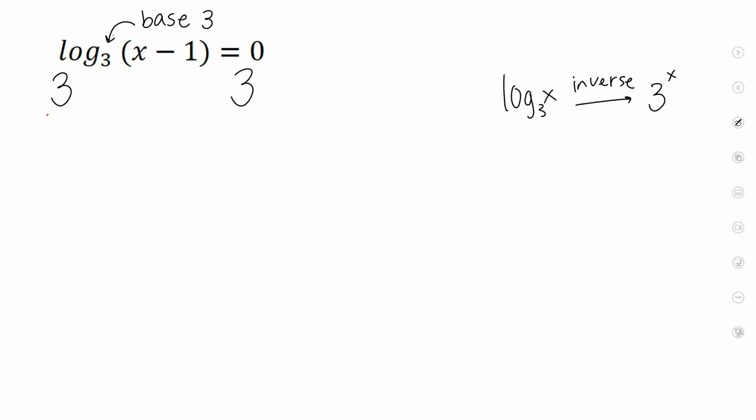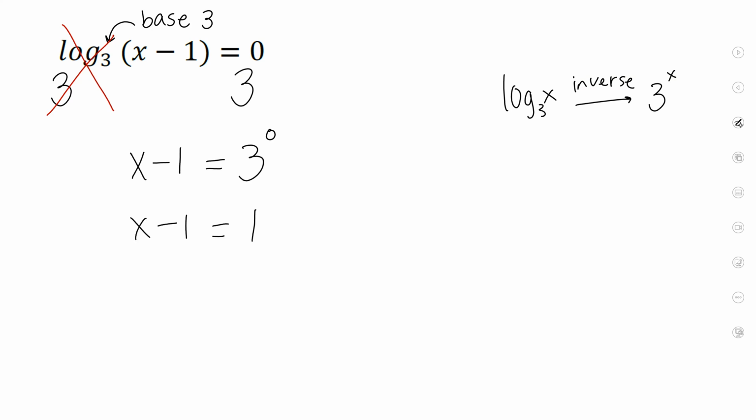These cancel out because they are inverses of each other. Let's write down what is left over. I'm left with x minus 1 equals 3 to the power of 0. And now we solve. Do you guys know what 3 to the power of 0 is? Yes, anything to the power of 0 is just 1.